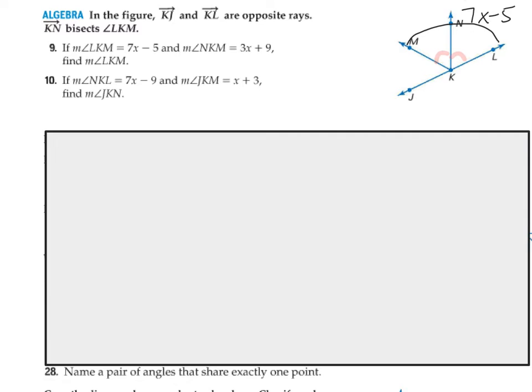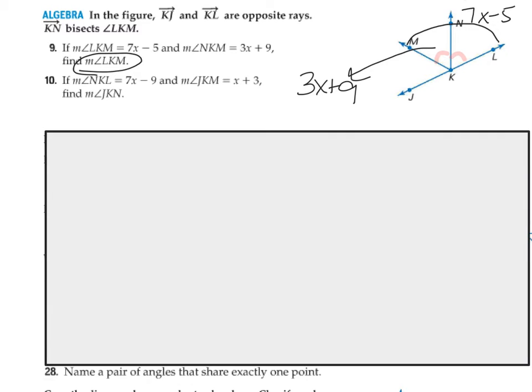We're also told that the measure of angle NKM, this angle right here, is 3x plus 9. I can't quite fit that right here, so I'm just going to draw a little arrow out here. This angle measures 3x plus 9. Then we're asked to find the measure of angle LKM. To find that, I need to know what x is, and to find out what x is, I'm going to have to write an equation.